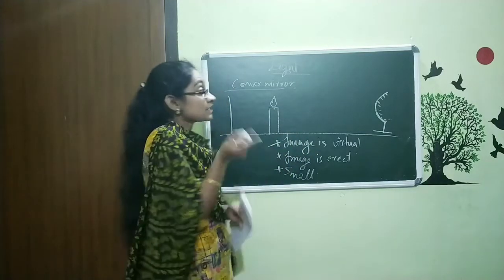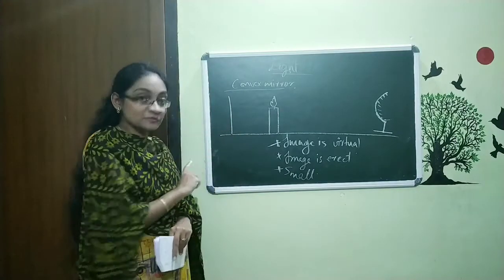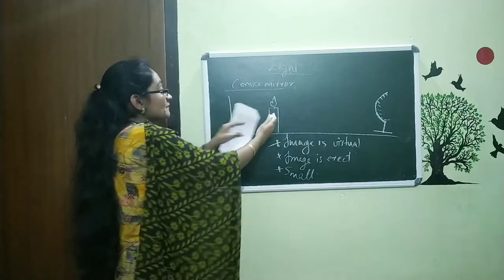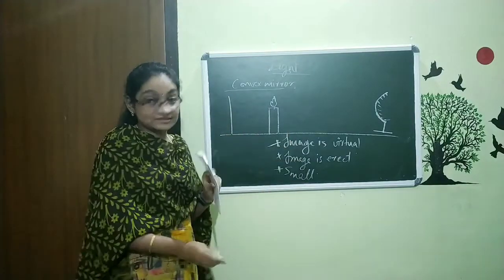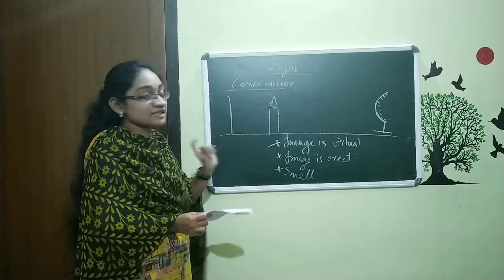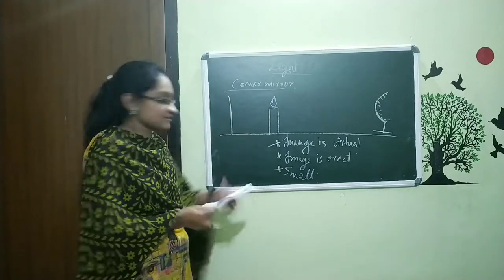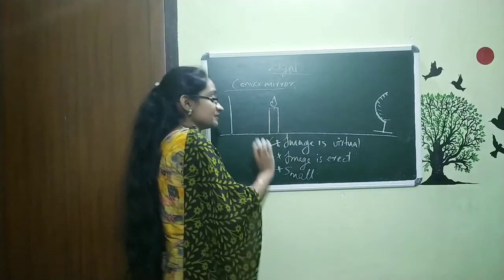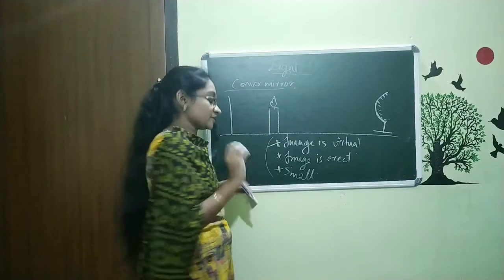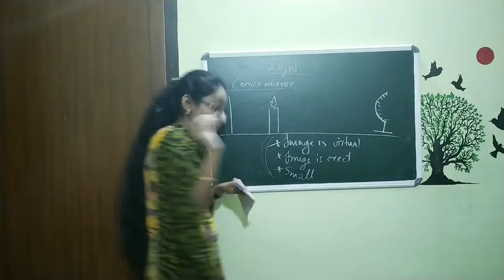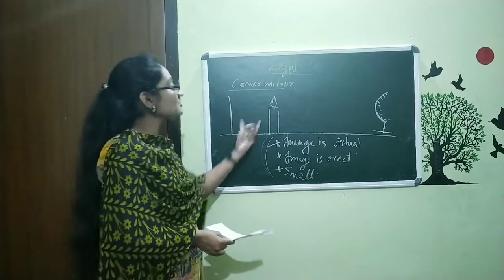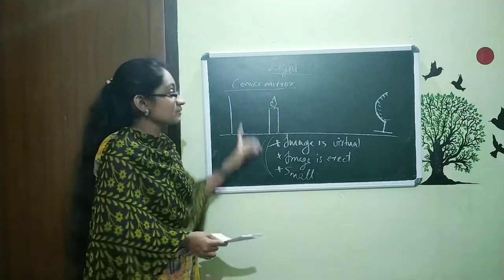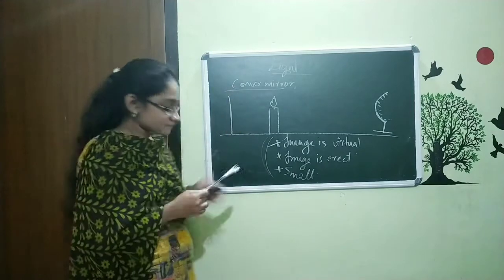Comparing to our concave mirror, where the size of the image differs when we place the object far or near, for the convex mirror there is a single result. The result is this: image is virtual, image is erect, image is small. This is the only result. So you only want to study this and put it in your mind. Whatever the position of the object, you will get the same result. This is about our convex mirror.